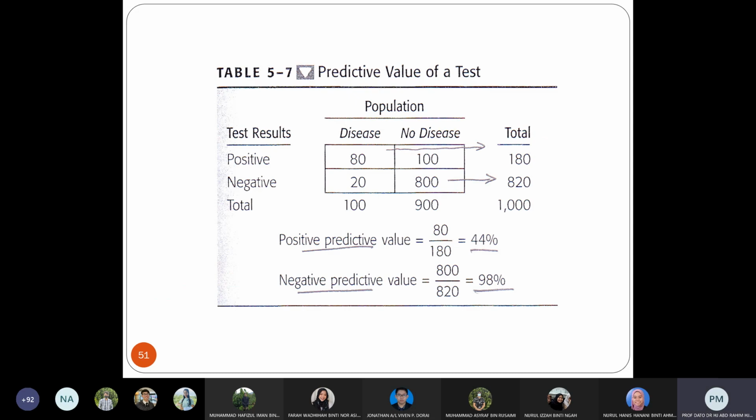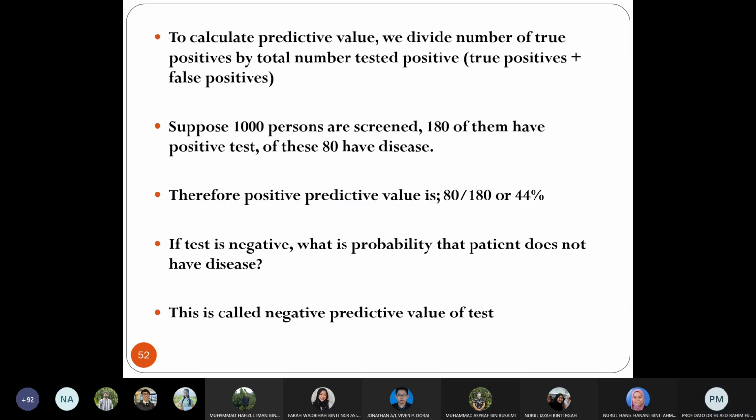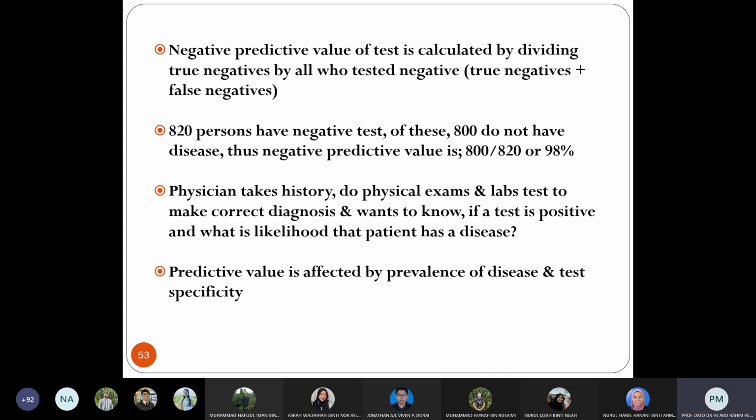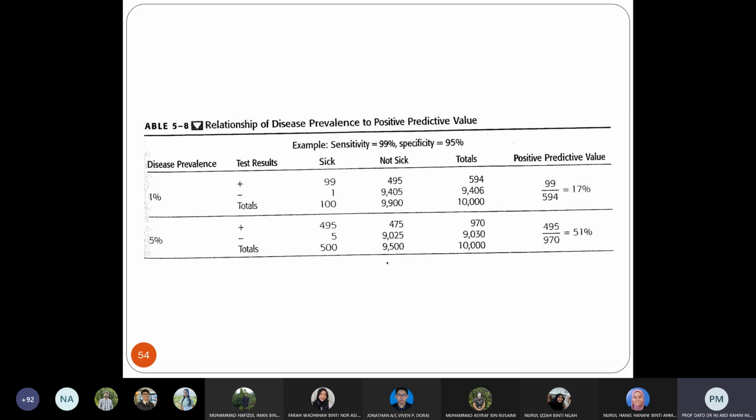So in our case just now, using the same table, the same number of 1000 patients, here the positive predictive value of our test kit is actually 44%, and the negative predictive value of our kit is we take 800 over total 820, so it is 98%. So negative predictive value is high, it's good, but not so good for the positive predictive value. That is the explanation.